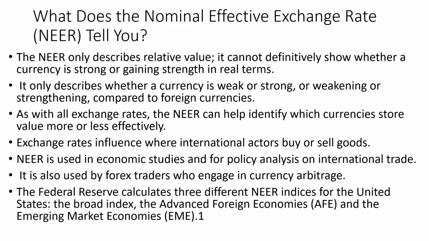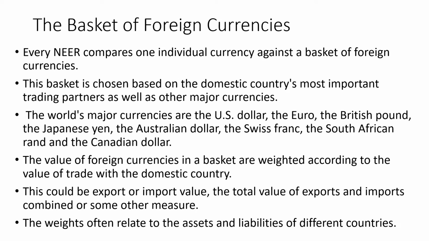You can see that the Federal Reserve calculates three different national nominal effective exchange rate indices for the United States. These are the broad index, the advanced foreign economies, and the emerging market economies indices. Coming to the explanation, every nominal effective exchange rate compares one individual currency against a basket of foreign currencies.